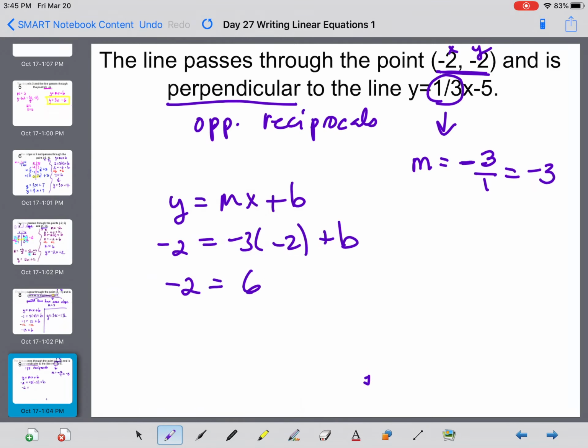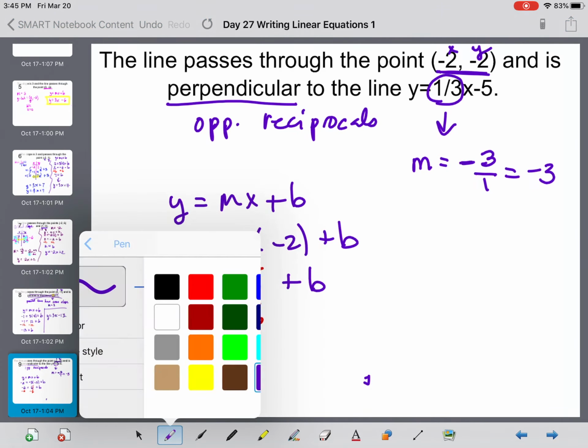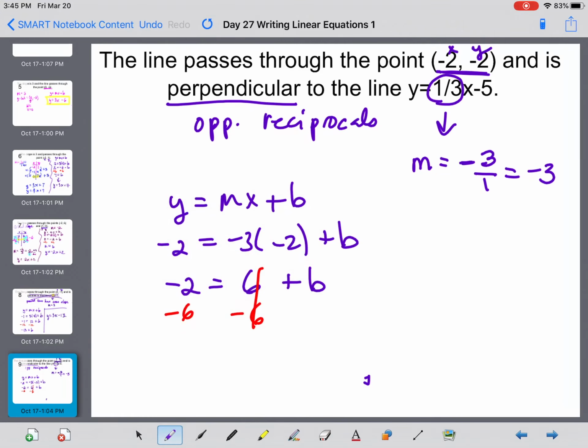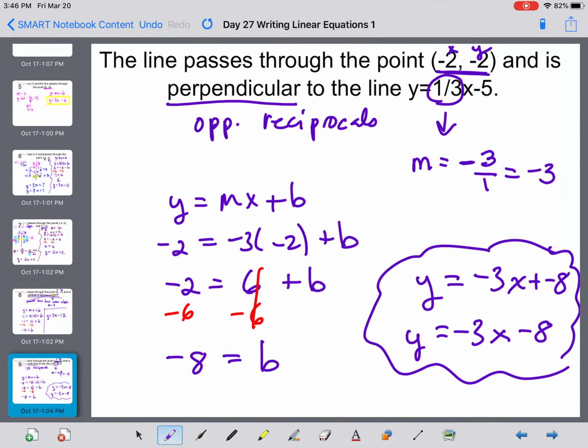And let me switch my colors here, and we're going to take away 6 from both sides to be able to solve this equation for b. So -2 minus 6 is -8. So -8 is going to be my y-intercept. So I'm going to put that all together, and we're going to get y equals -3x plus -8, or you're welcome to write it as -3x minus 8. Either one of those would be awesome.